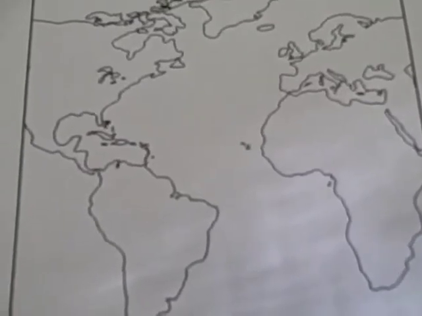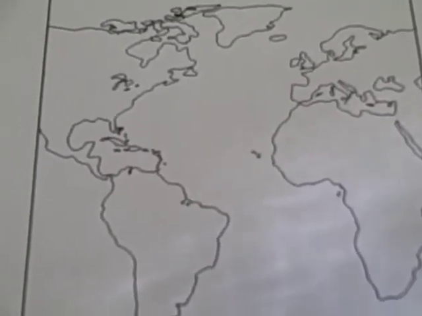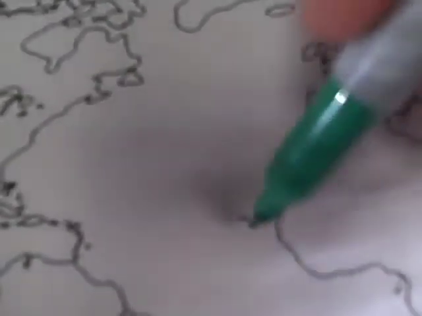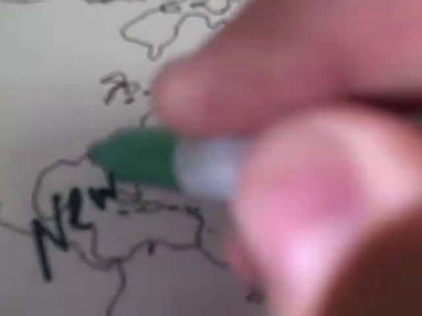I am going to do a video assessment on the Columbian Exchange and triangle trade as it relates to mercantilism. First, I'm going to identify various parts of the triangle. We have Africa, we have the New World, and we have Europe.